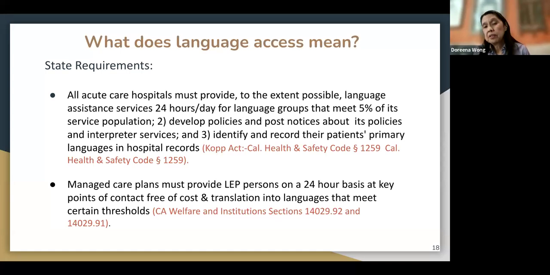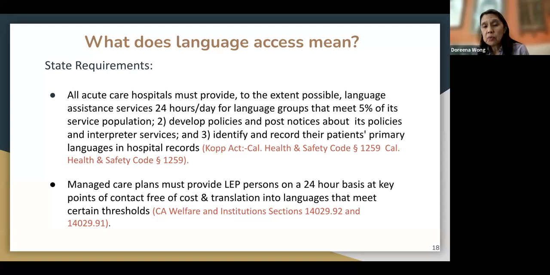There is a little loophole in here where it says "to the extent possible." So sometimes the hospital might say it cannot afford to provide these services, although we would argue that at this day and age, they should be able to provide interpreter service and translated materials to some extent. It also has to develop the policies, just similar to the other requirements, and post notices about the policies, about language assistance services, and identify and record the patient's primary languages in the hospital records.